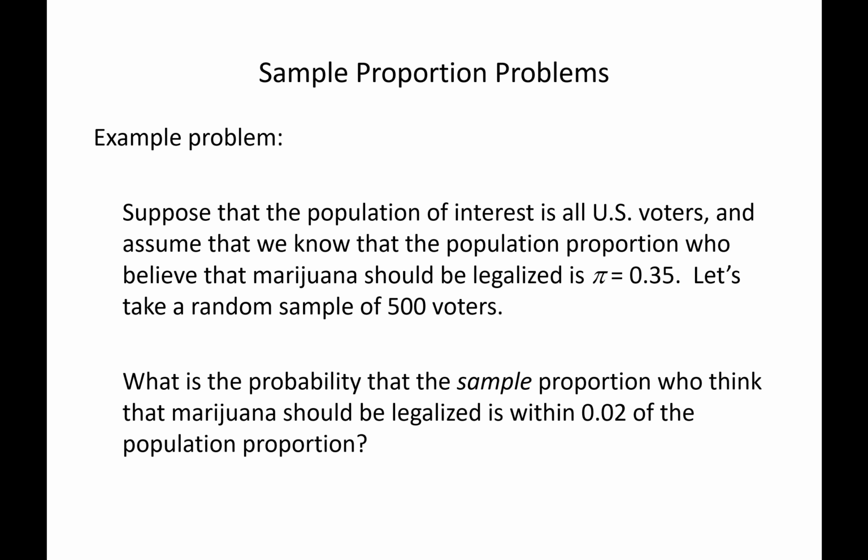Here's a sample problem to help us understand what's going on. Suppose that the population we're interested in is all U.S. voters, and that we know the population proportion of those who believe that marijuana should be legalized is 35% or 0.35. We're going to take a sample of size 500. What's the probability that the sample proportion who think that marijuana should be legalized is within 2% or 0.02 of the population proportion?